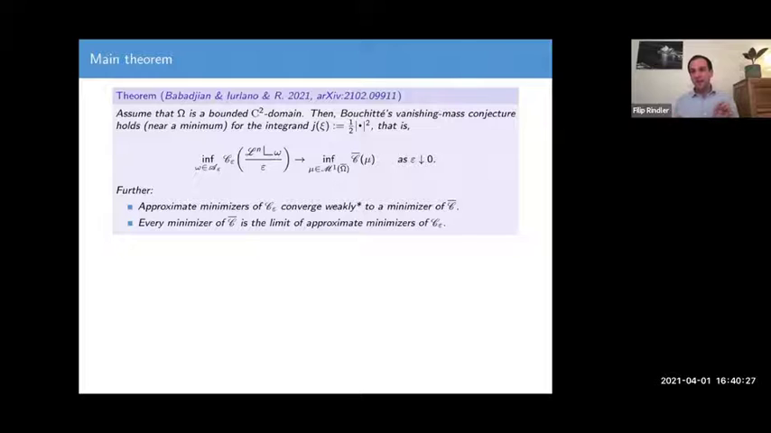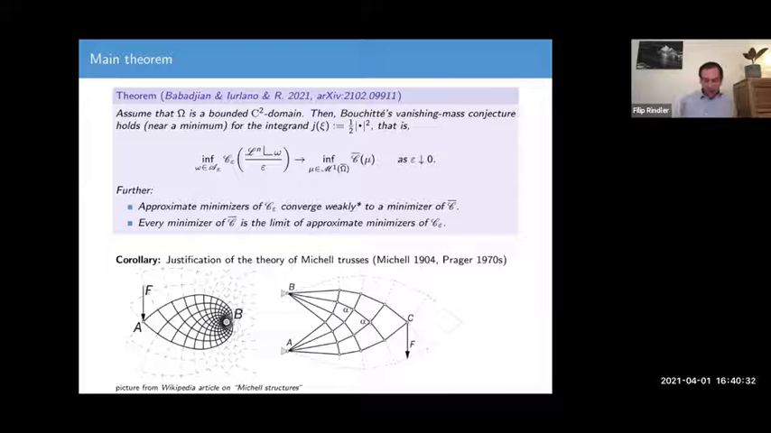The reason is that these Korn constants blow up, but we can do it for the minimizer. And so as a corollary, you can understand this as a justification of the Michell truss theory of 1904 for the first time in a rigorous framework. We can actually show that what Michell proposed, namely that you can always find some sort of optimal way of arranging these trusses, is actually true, once you've formulated the problem correctly in a mathematical sense. So this is a full justification of this.